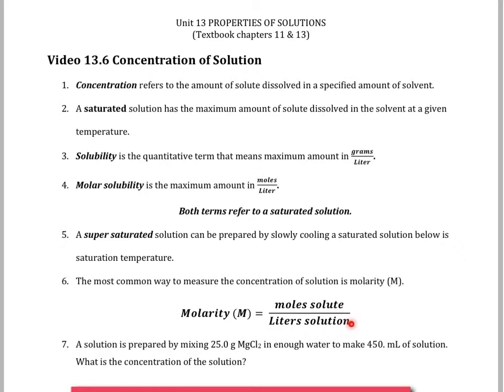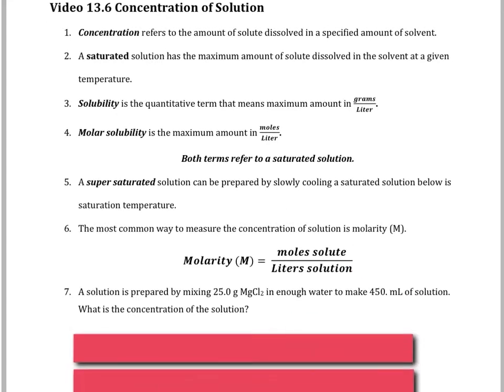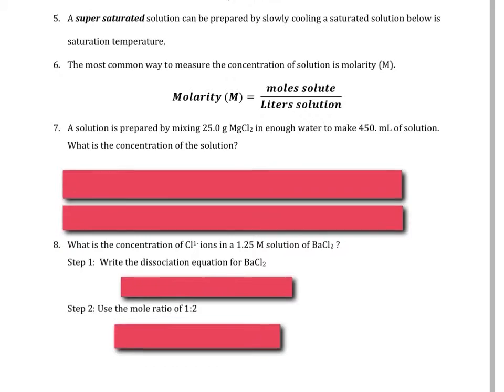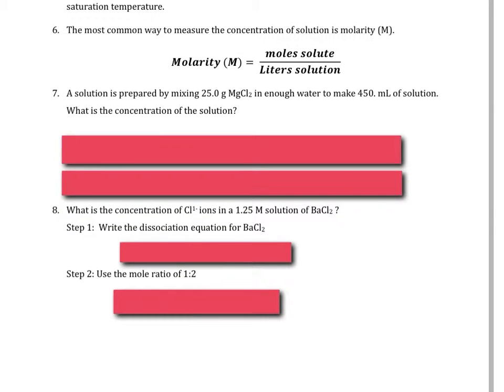Let's advance to number 7 and look at an example on how to mix a molar solution. The question says, a solution is prepared by mixing 25 grams of magnesium chloride in enough water to make a 450 milliliter solution. Notice the way that the problem is set up. They didn't say they added 450 milliliters. What they said was they added enough water to make a 450 milliliter solution. Now we're set up to solve a molarity problem.